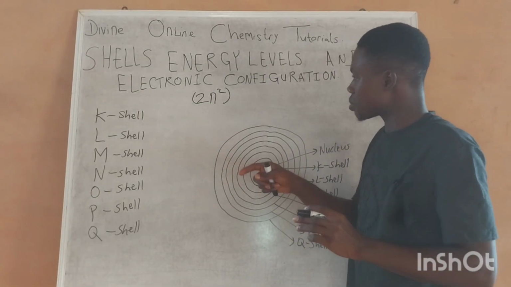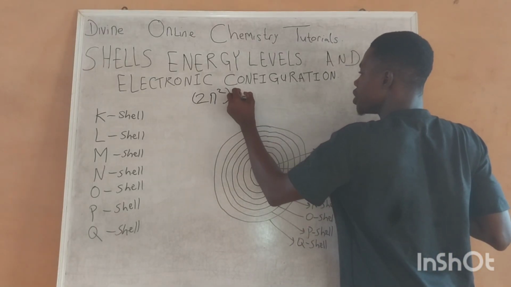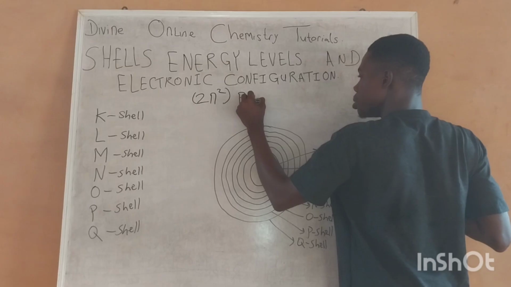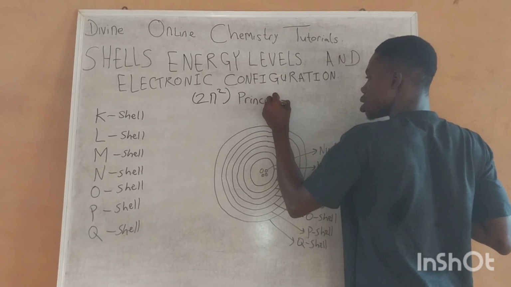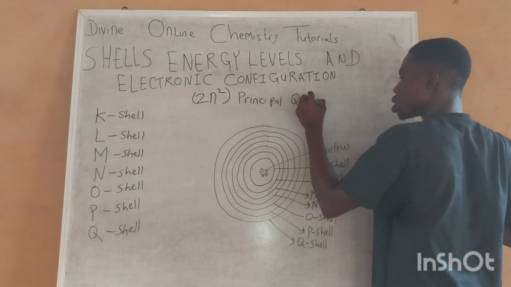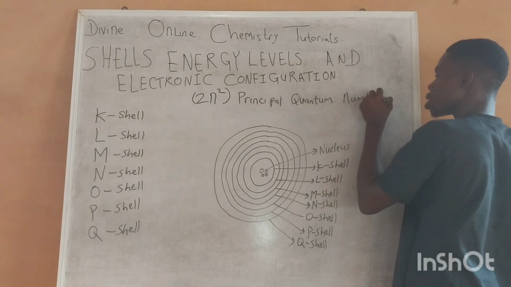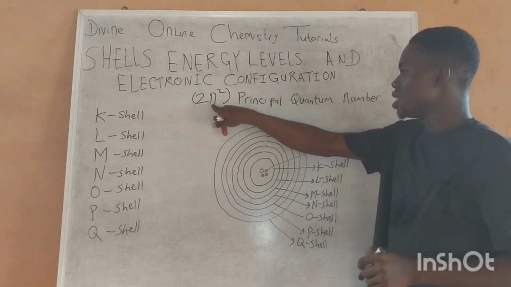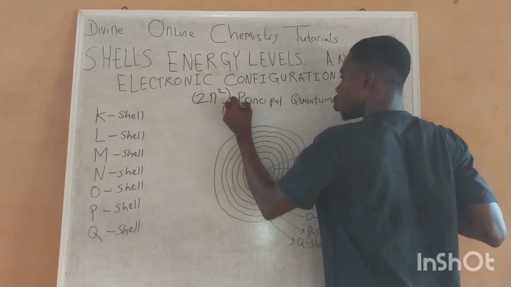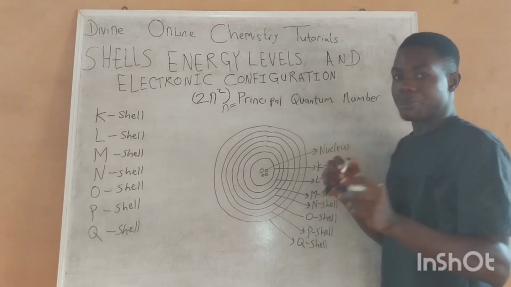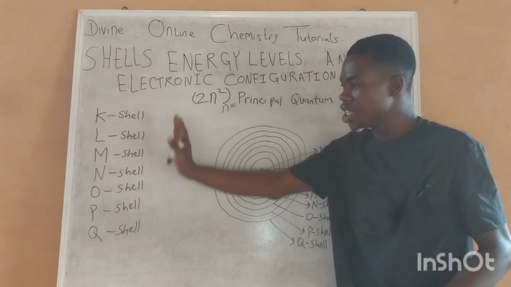Please take note that n in this formula stands for the principal quantum number. So n is equal to the principal quantum number. Please take note that this n, which is the principal quantum number, has a value for each of the shells.